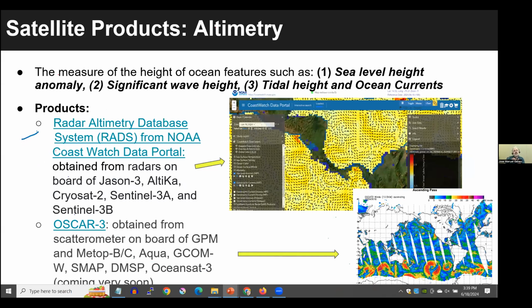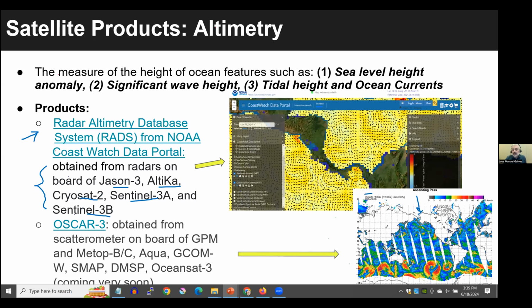Some of the products worth mentioning are the radar altimetry database systems, the RADS, from the NOAA CoastWatch data portal. This is obtained from radars located in satellites such as Jason-3, AltiKa, CryoSat-2, Sentinel-3A, and Sentinel-3B. When we're working with polar satellites, we want to look at different satellites. Of course, you need to calibrate between them, because the more satellites you have, the more you minimize the problem of the satellite passes. This is an example of OSCAT-3 winds.